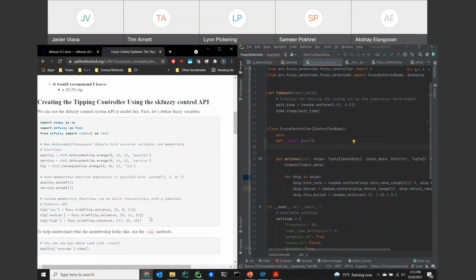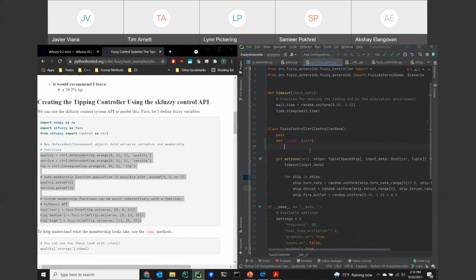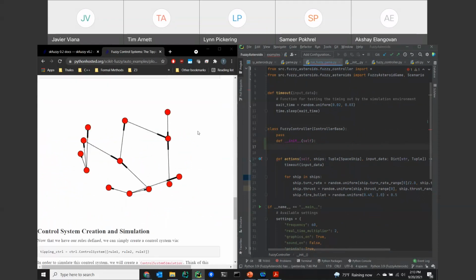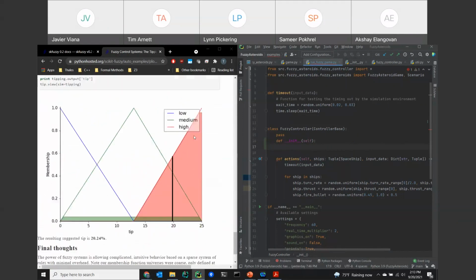So this is where they're defining membership functions, inputs, outputs, etc. You would put that in an init. You would define all these things in an init when you initialize your fuzzy controller object, along with your rules. So your rules are also going to be defined there. And then in actions is when you're actually going to take your object and evaluate it.